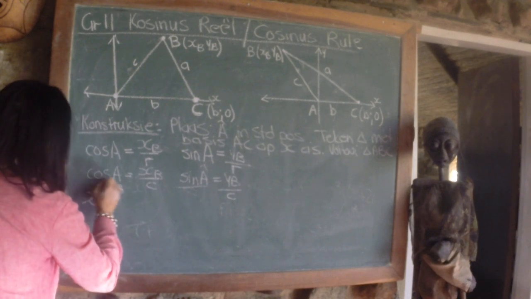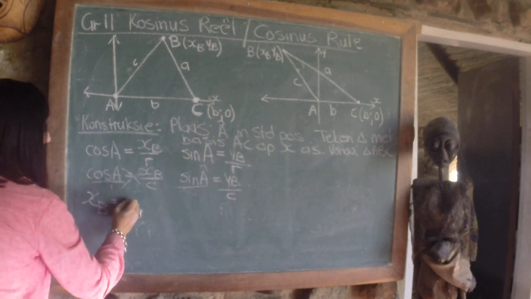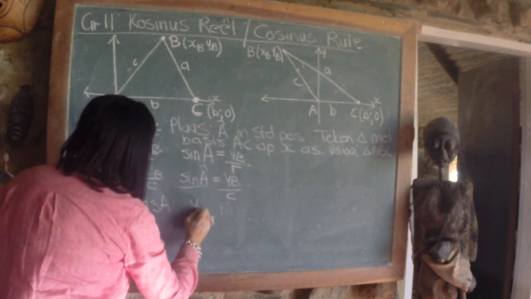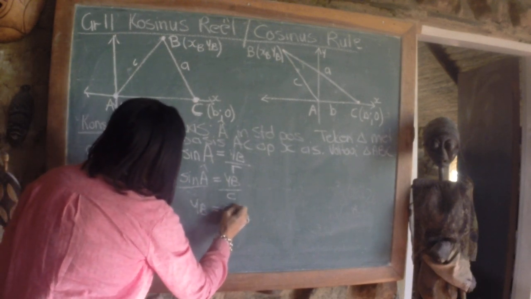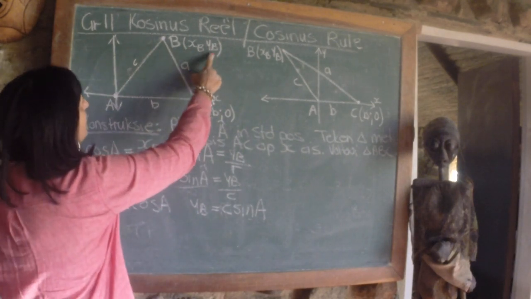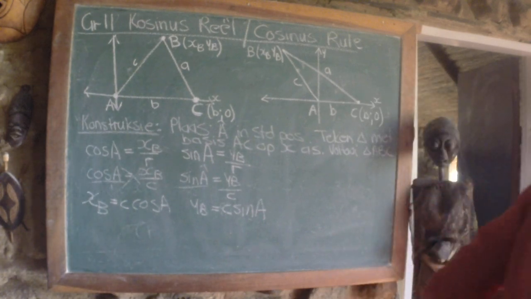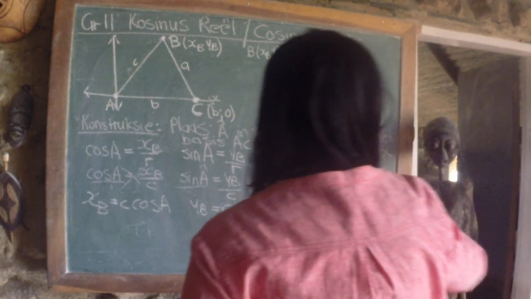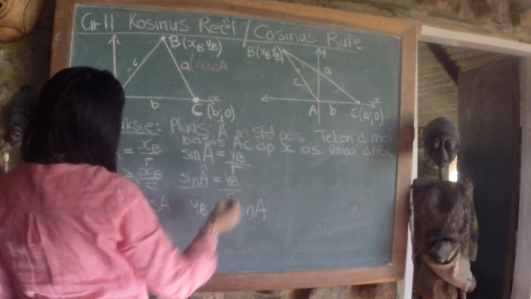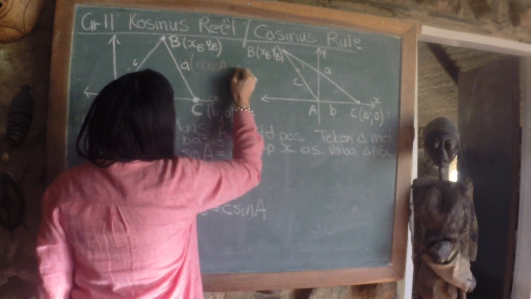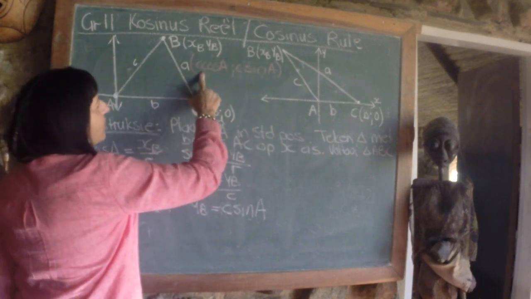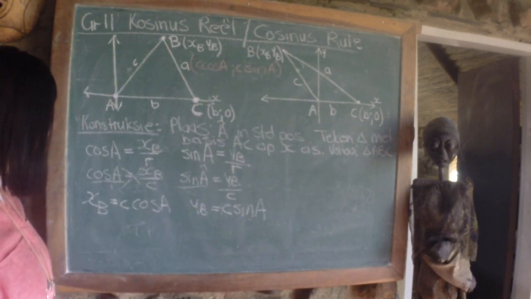Okay, so now we can get other values for the coordinate xb. So xb, if we do cross multiplication, is going to be c cos A and AB is going to be equal to c sin A. So we can then substitute our xb and AB in that equation with c cos A and c sin A. So we can substitute these coordinates with those values.